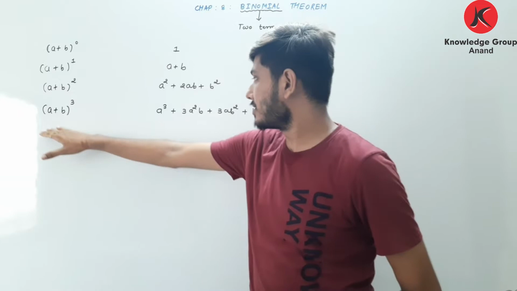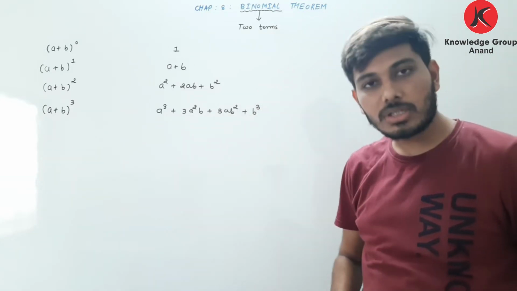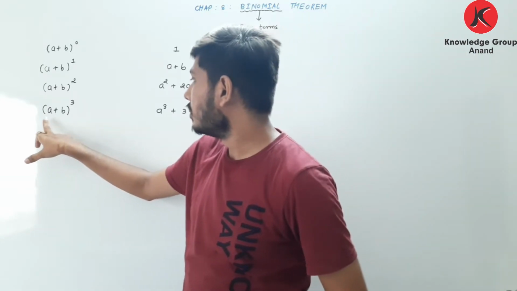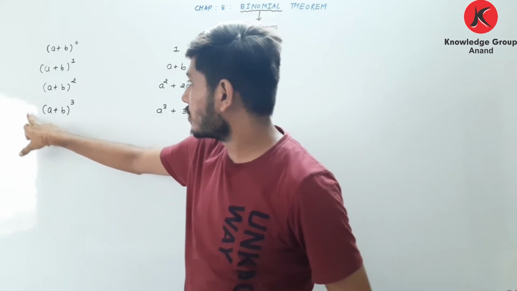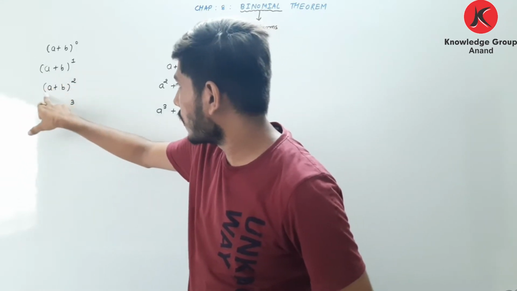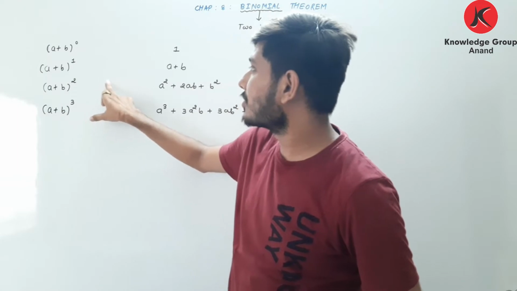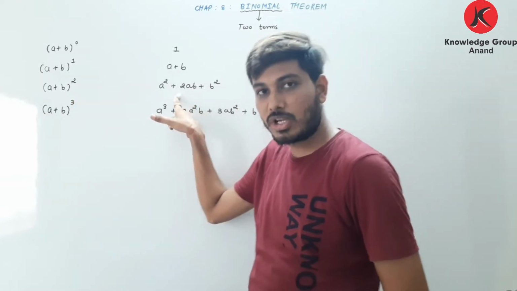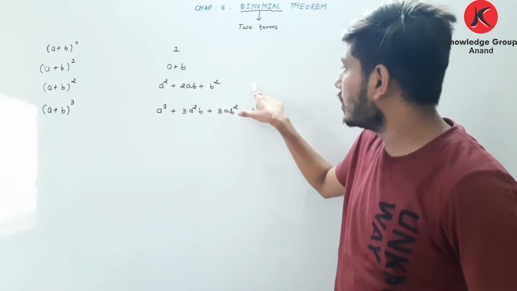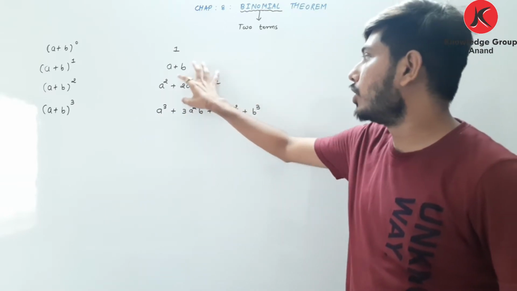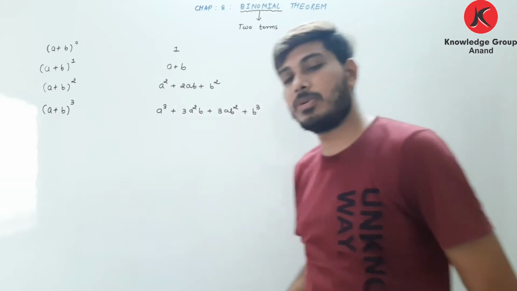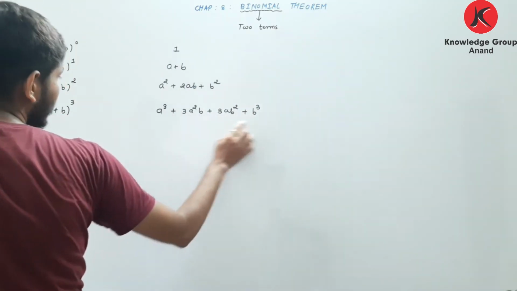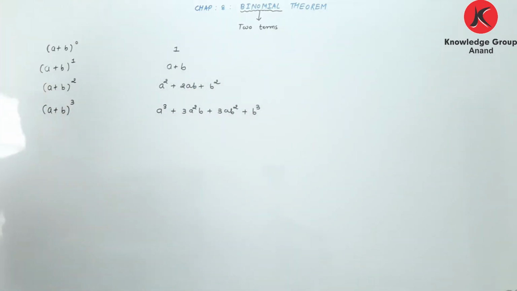How can we get the answer of a plus b whole cube? We know this is the formula, but if you don't know the formula, then you have to go: a plus b whole cube is equal to a plus b whole square into a plus b. Multiply again by a plus b, so a square plus 2ab plus b square into a plus b. Then evaluate this, and we will get a cube plus 3a square b plus 3ab square plus b cube. But you know this is the formula you have learned up to standard 10.